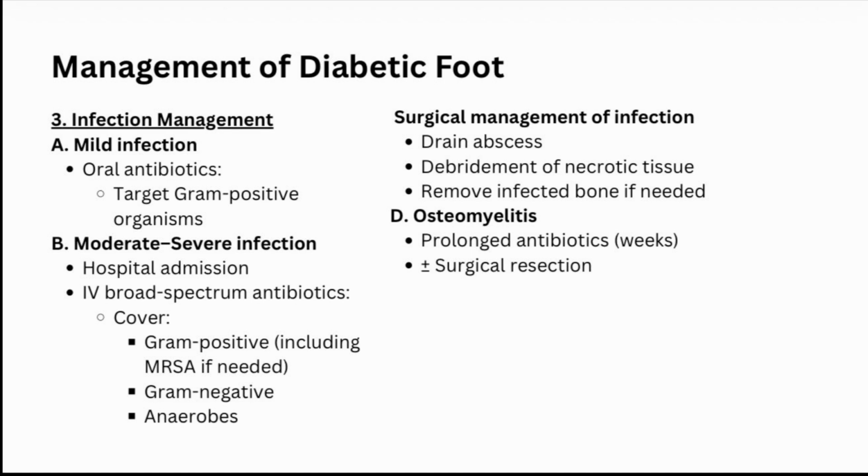For mild infections, oral antibiotics targeting gram-positive organisms are sufficient. For moderate to severe infections, hospital admission is required with intravenous broad-spectrum antibiotics covering gram-positive, gram-negative, and anaerobic organisms. Surgical management may be needed, including drainage of abscesses, debridement of necrotic tissue, and removal of infected bone. In osteomyelitis, prolonged antibiotics are required, sometimes with surgical resection.